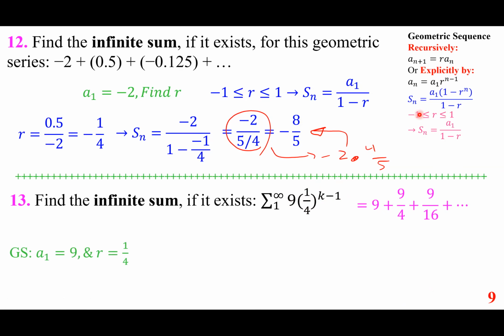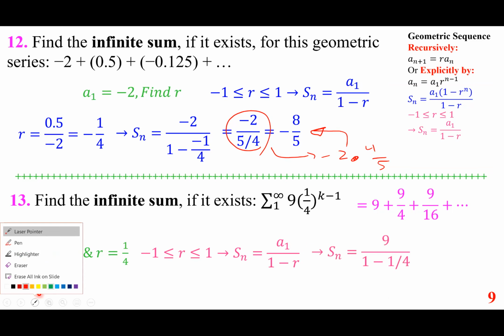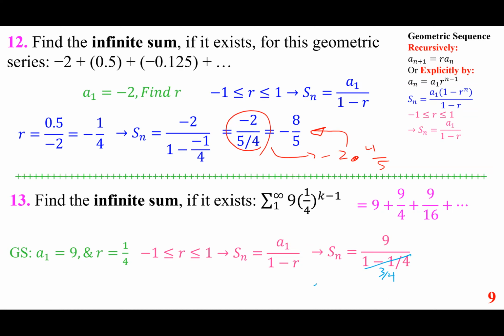Because R is between negative 1 and 1, we can use this formula. And again, I'm going to repeat, in some texts, they just use A. They call this one A. So plug in 9 over 1 minus 1/4. As you can see, this is 3/4. So 9 divided by 3/4 is the same as 9 times 4/3. 9 and 3 cancel each other. 3 times 4 is 12. So the final answer is 12.